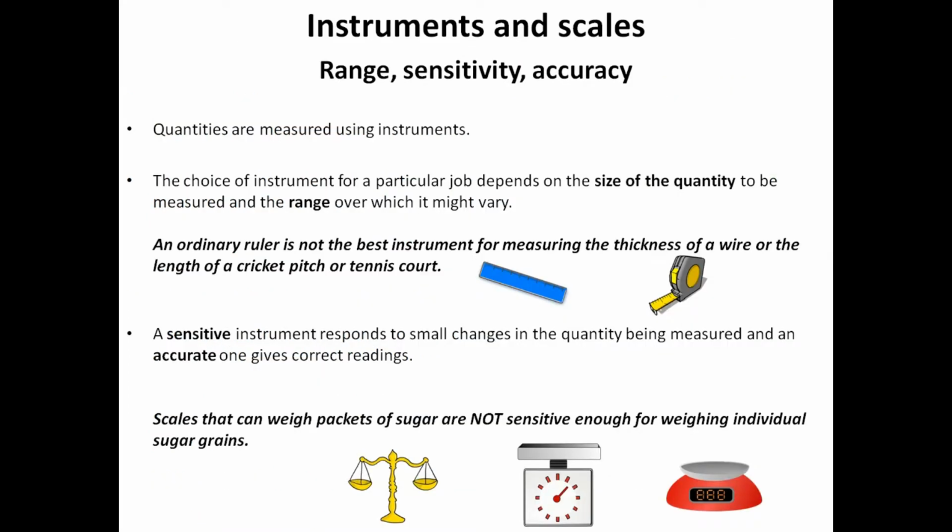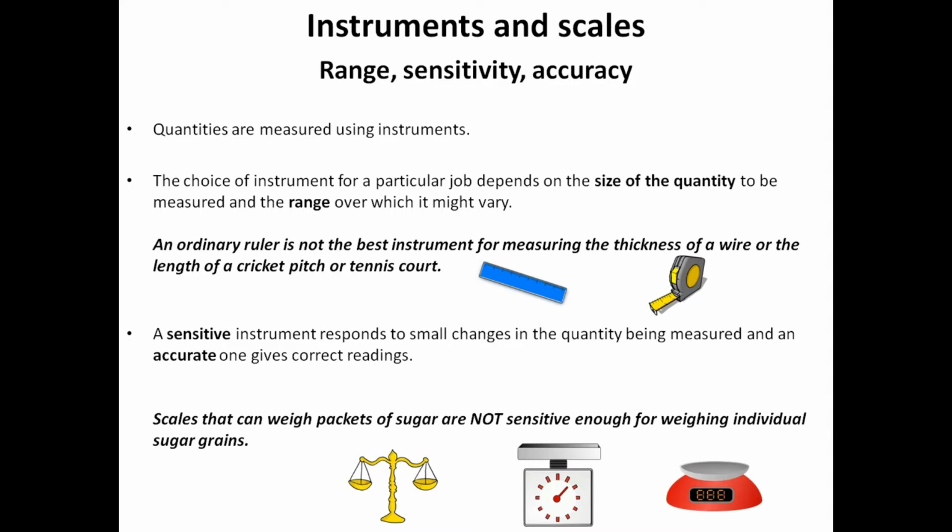So quantities are measured using instruments. The choice of instrument for a particular job depends on the size of the quantity to be measured and the range over which it might vary. An ordinary ruler is not the best instrument for measuring the thickness of a wire or the length of a cricket pitch or tennis court. Right? It's too short in terms of the length of the cricket pitch and the tennis court, and it's too long in terms of the thickness of the wire.